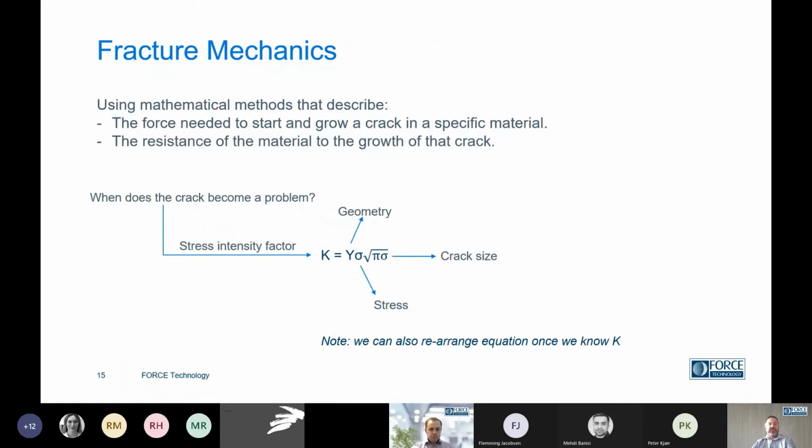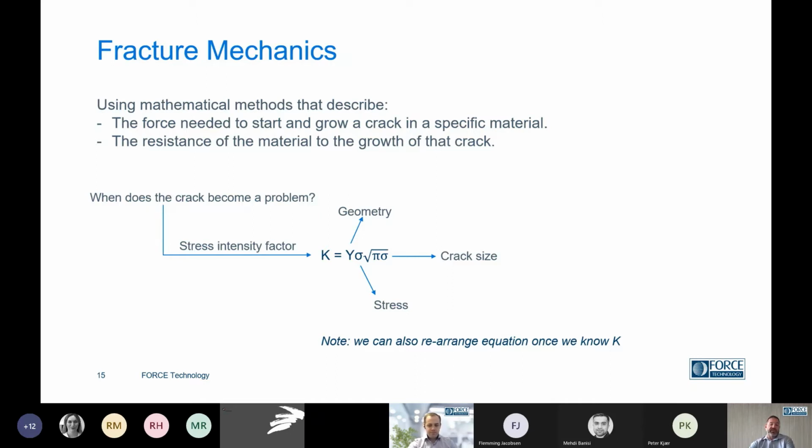Okay, now let's have a quick look at fracture mechanics. Now these are my words. As I said, I'm not a specialist. I'm just giving you my understanding of it. So fracture mechanics uses mathematical methods to describe the force needed to start a crack, and also the resistance of the material to the growth of that crack.